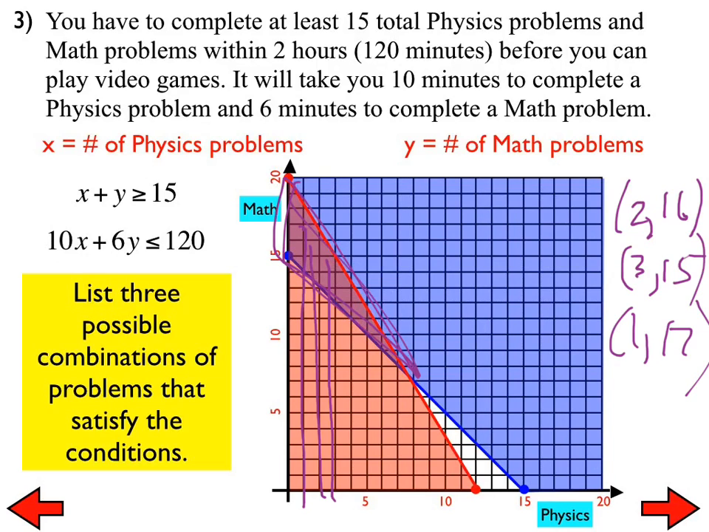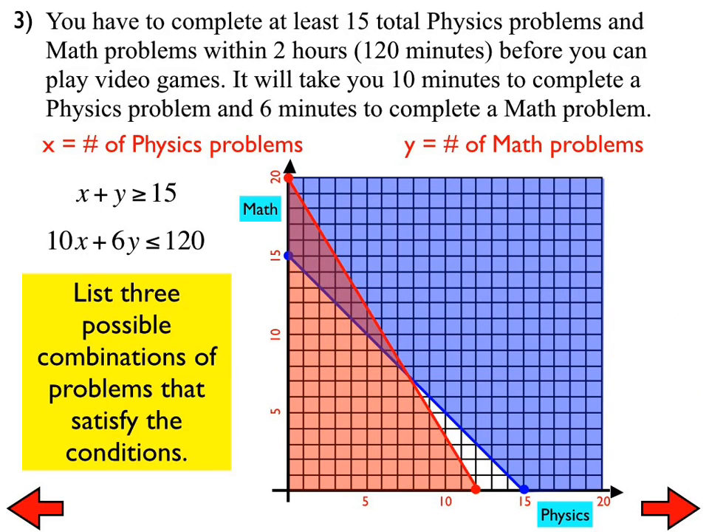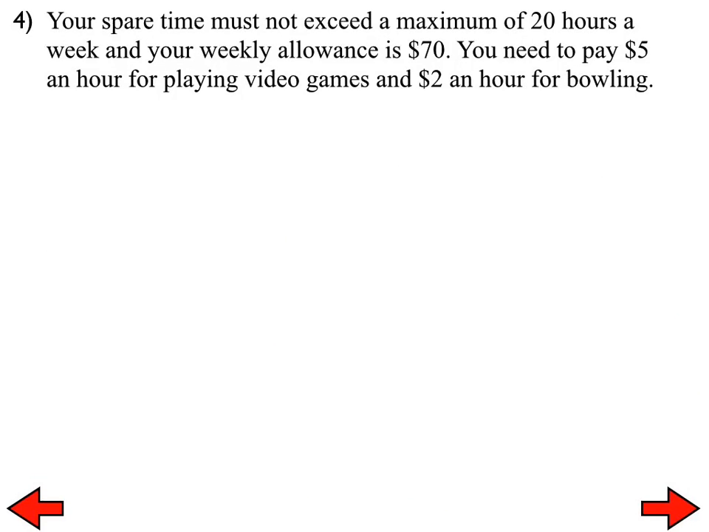All right, so we're going to do the same thing with number 4. Do it all the way through, and then we'll compare what we have with our shoulder partner, and I want you to come up with 3 combinations that will satisfy what we're looking for here. I'll give you about 5 minutes.